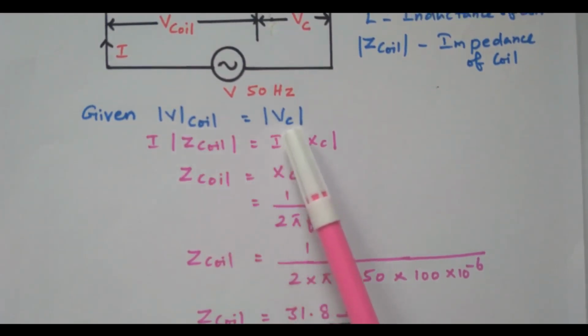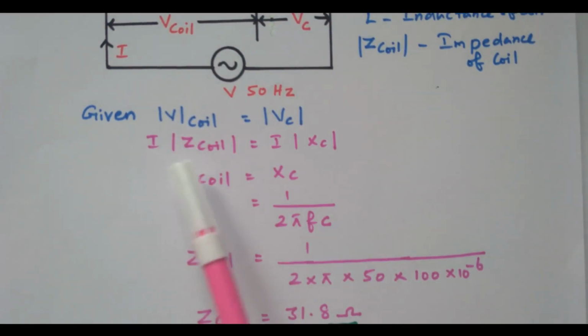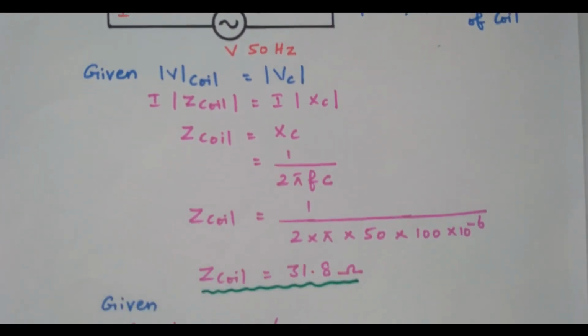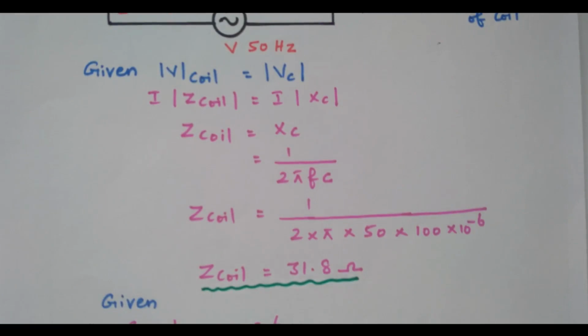So from the given condition we will start the problem. V coil equal to Vc, voltage across the coil is equal to voltage across the capacitor. So V coil can be written as I into Z coil, and Vc equal to I into Xc. So I got cancelled. So Z coil equal to Xc. The Xc formula is available, 1 divided by 2 pi F C. So we can substitute the value, 2 into pi into the F is 50 Hz, the C is 100 into 10 to the power minus 6. The capacitor value also given. So by simplifying this we got Z coil equal to 31.8 ohm. The impedance of the coil is 31.8 ohm. So we calculated the impedance.